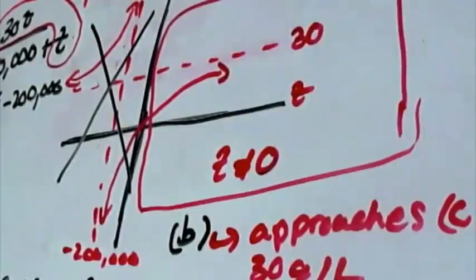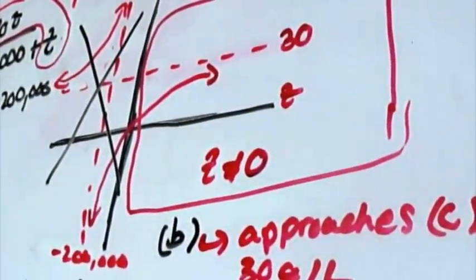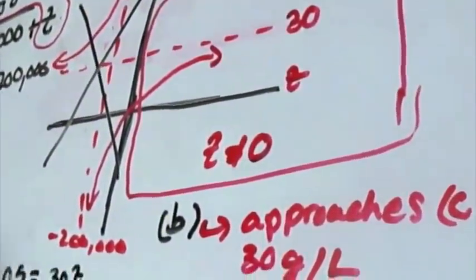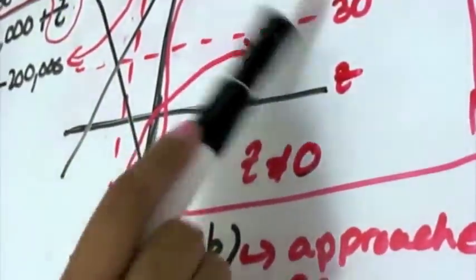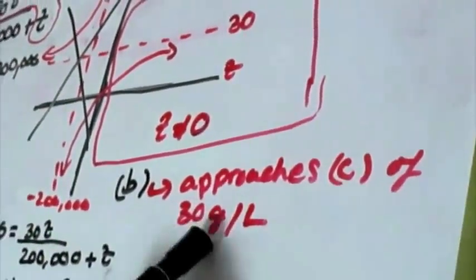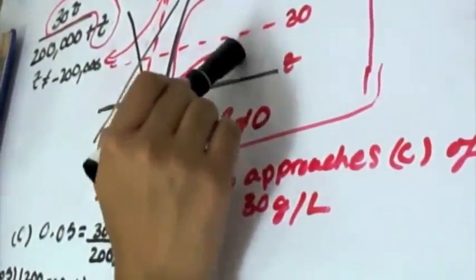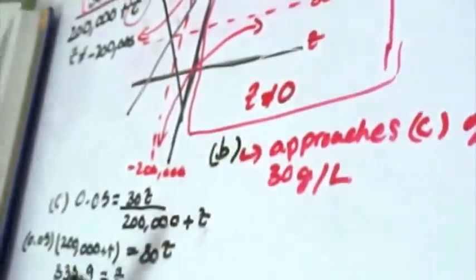So essentially for B, what it's asking us is what happens as t becomes very large. As t becomes very large, we know that it approaches a concentration of 30 grams per liter because that's the horizontal asymptote, and it can't touch it, it keeps on approaching it.